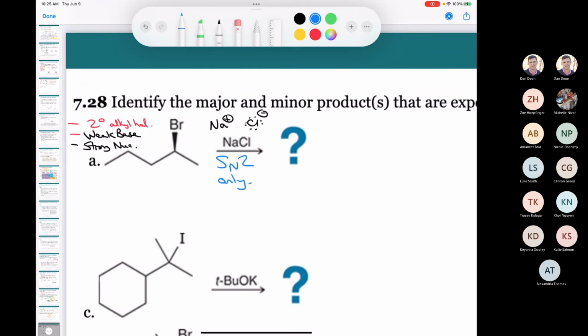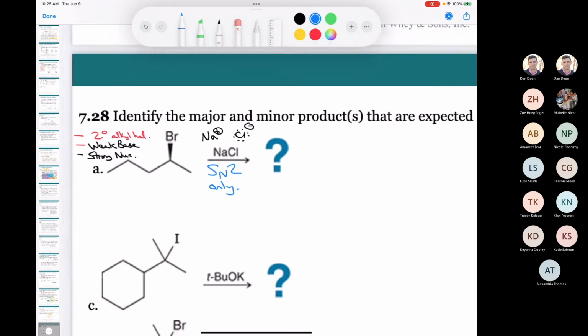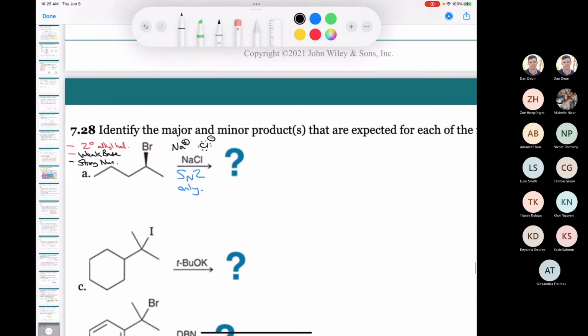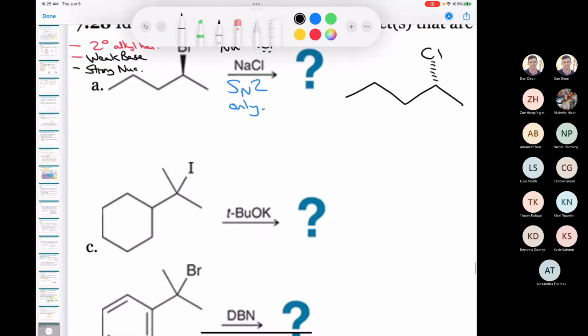If it's SN2, my nucleophilic attack and my loss of leaving group will occur simultaneously, and thus it's going to give me inversion of configuration. So we have 1, 2, 3, 4, 5. And then I'm going to change my wedge to a dash, and now I've got my chloride over here. So this is SN2 only for this one. Any questions about that one? No? Okay, well, let's try the next one.